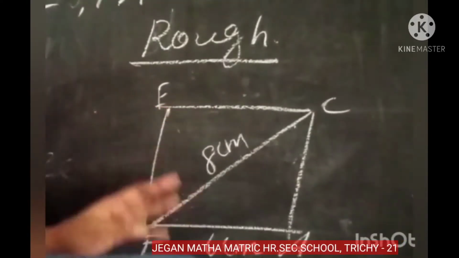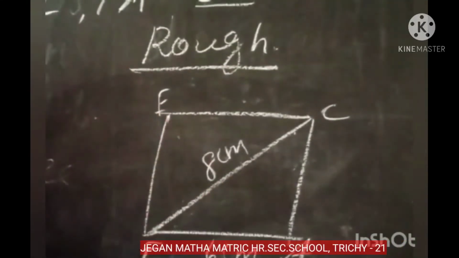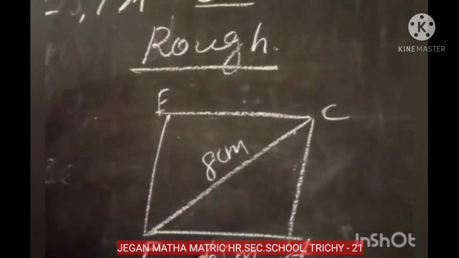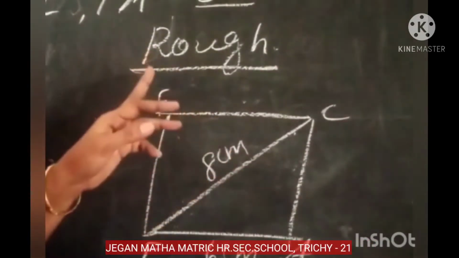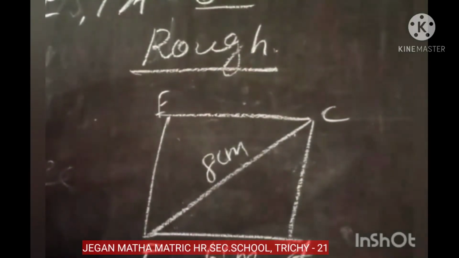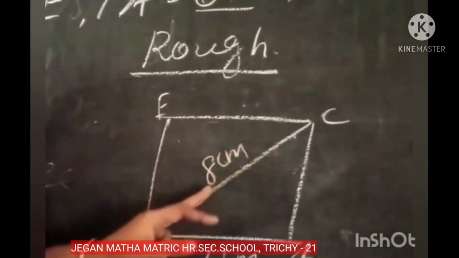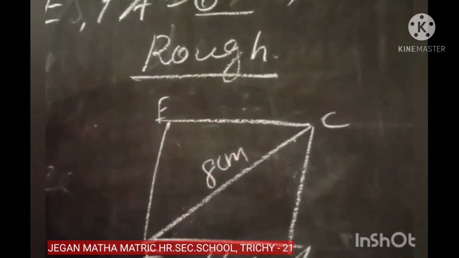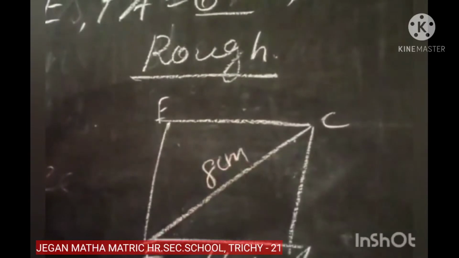First you have to draw the rough diagram of the rhombus FACE. Here the base measurement is given as 6 centimeter. FA, that is the baseline segment, is 6 centimeter. Then FC, that is 8 centimeter, is given, that is the diagonal. FA and FC are given, so you have to mark this measurement.